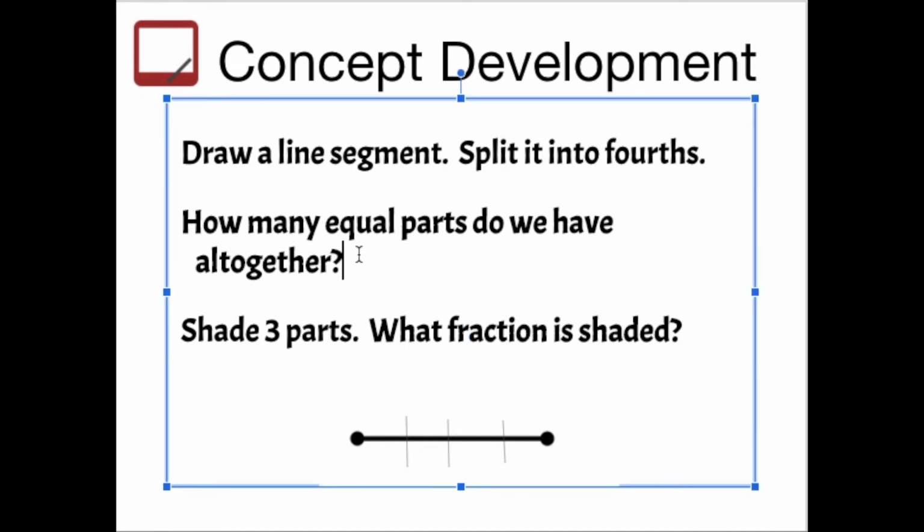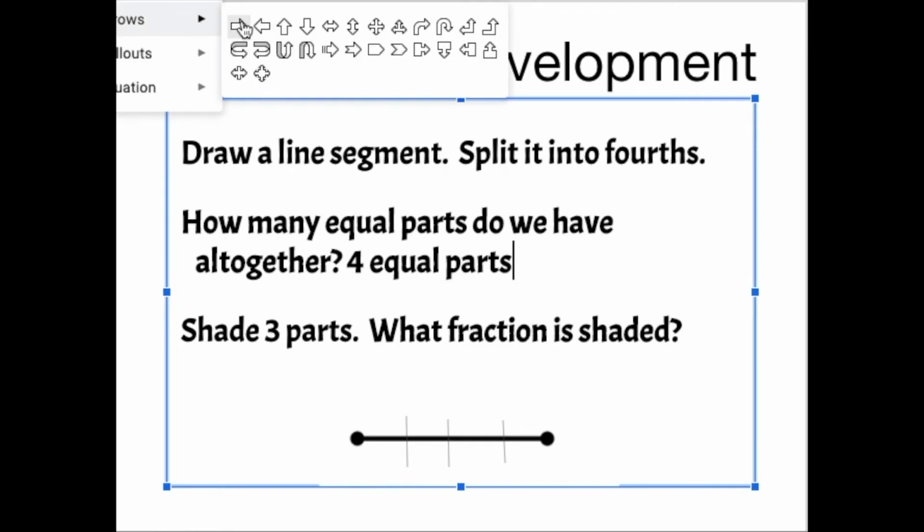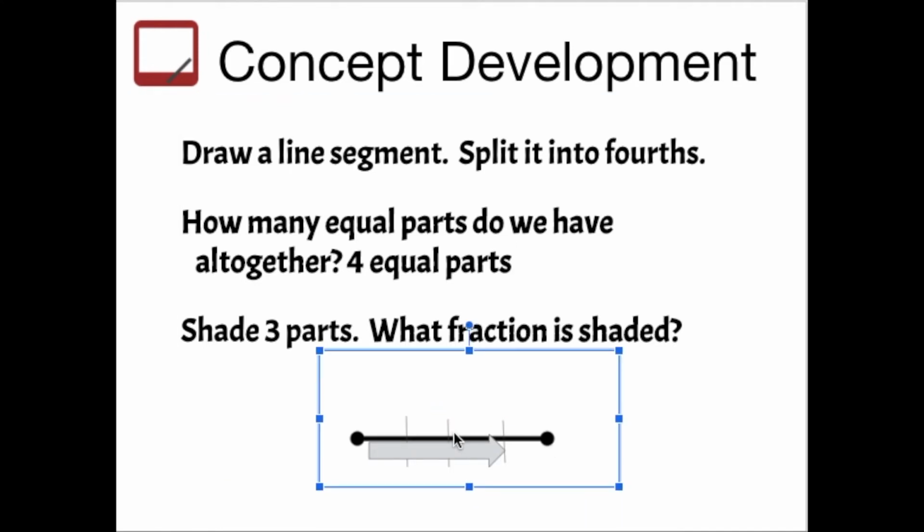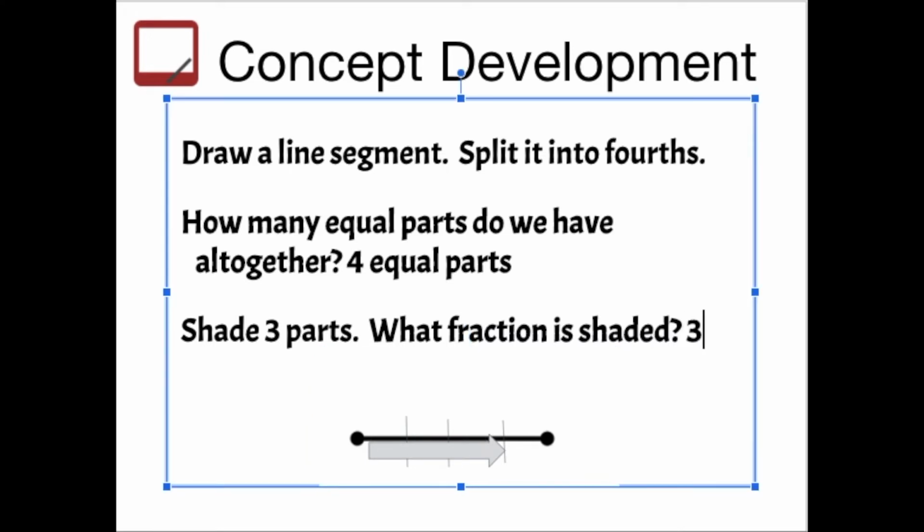How many equal parts do we have altogether? Well, we have 4 equal parts. Let's shade in 3 parts. Once again, I'm going to just use an arrow shape to pretend like I'm shading. 1, 2, 3. Let's pretend like I shaded in that many parts. I shaded in 3 parts out of 1, 2, 3, 4 total parts. We shaded the fraction 3/4.